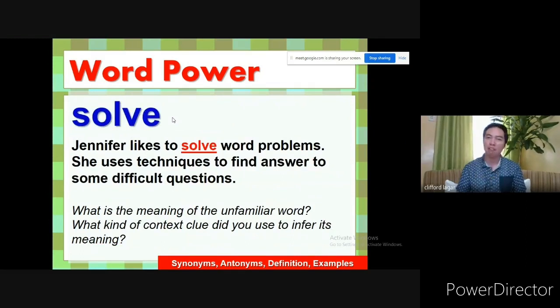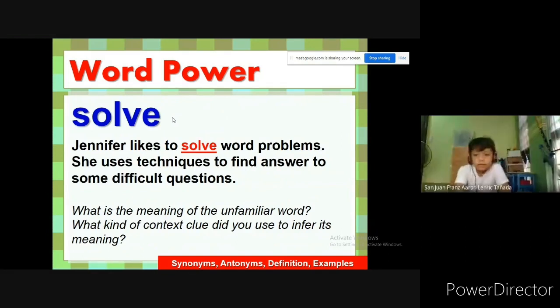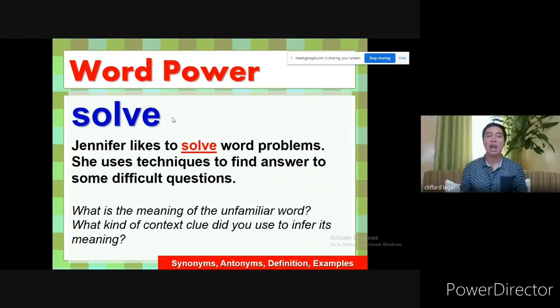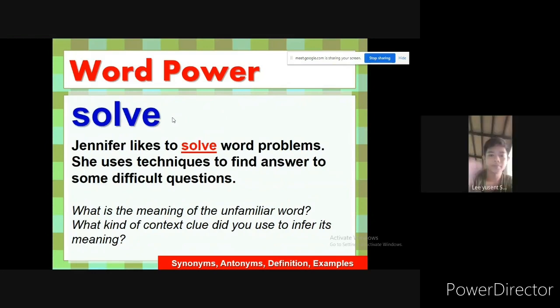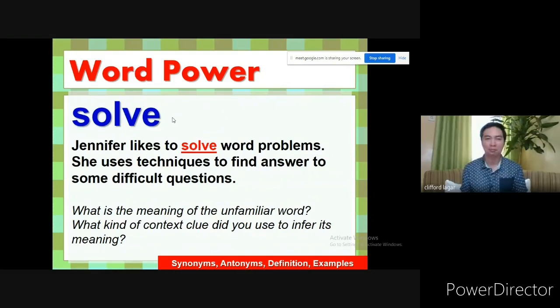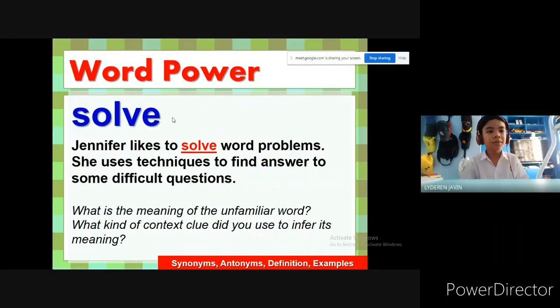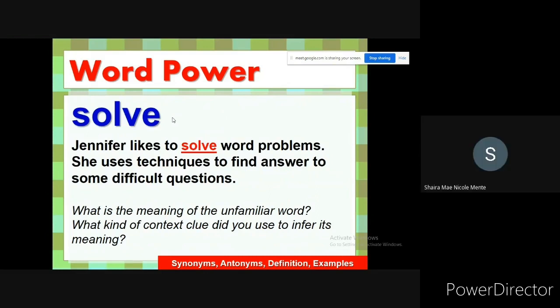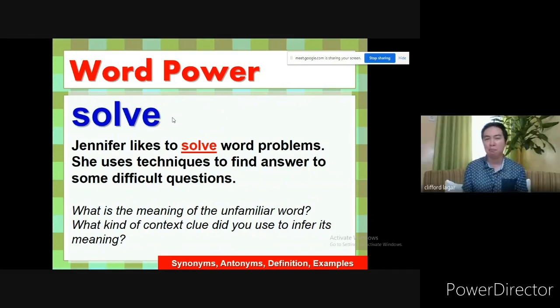So now repeat after me. Solve. Solve. Solve. Again, solve. Okay, now Lay, will you please read the sentence? Jennifer likes to solve world problems. She uses techniques to find answers to some difficult questions. Okay, very good, Lay.